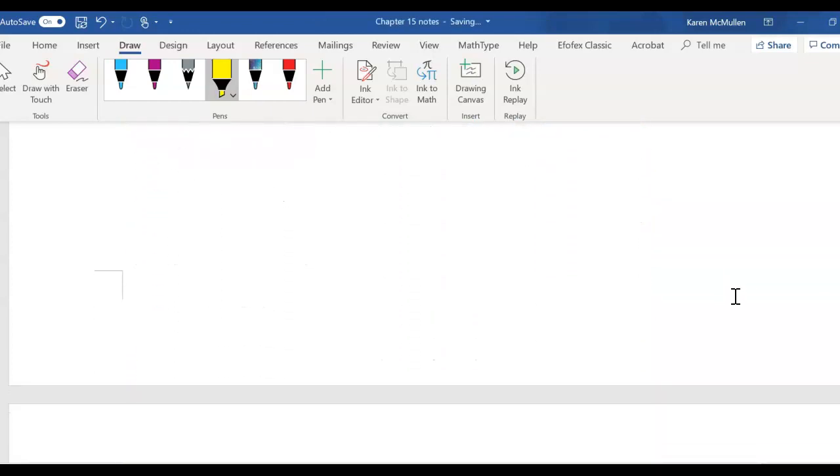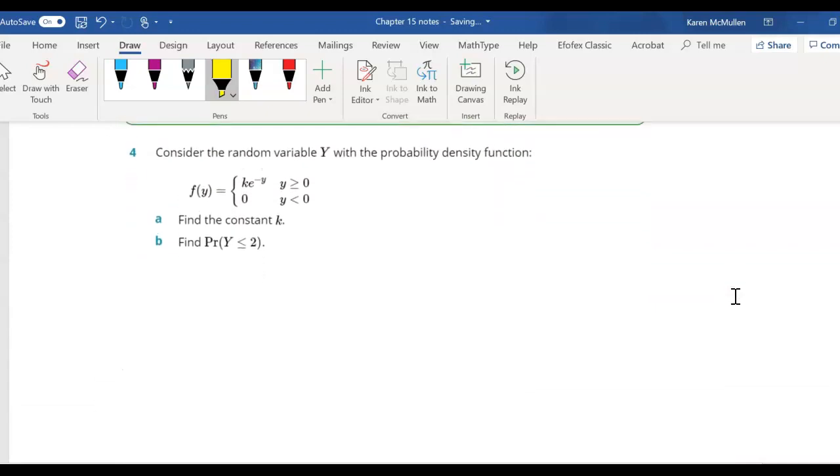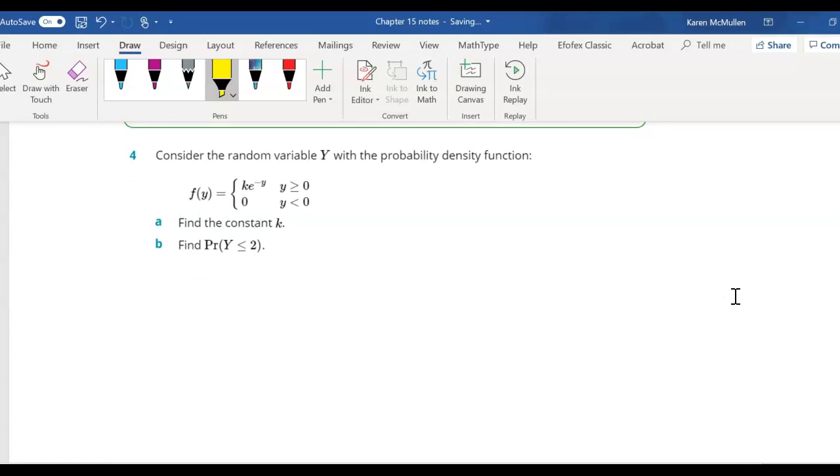All right, we might just stop with question 4 in this video. So we'll do this one together. So consider the random variable y with a probability density function f of y equals blah, blah, blah. Find the constant k and find the probability that y is greater than or equal to 2. All right, let me just write part A.